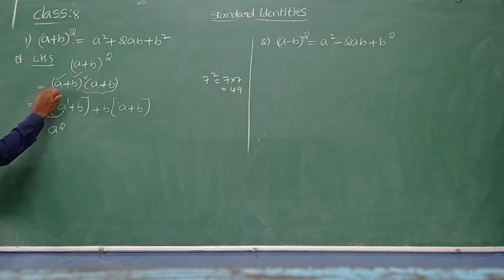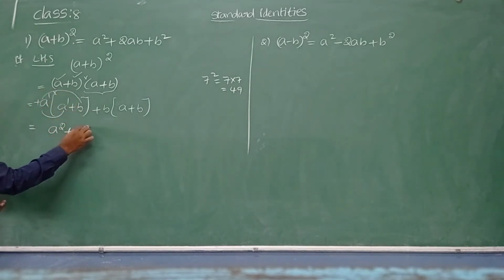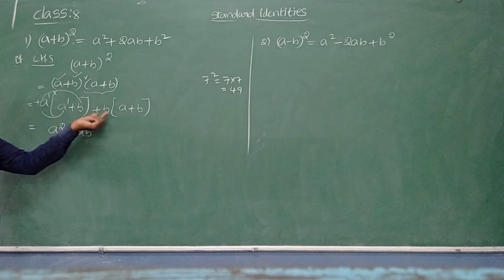Now multiply the monomial with the second term. First multiply the symbols, plus into plus. Bracket means into, plus into plus is plus. A into B, AB. Again multiply the monomial with the binomial.